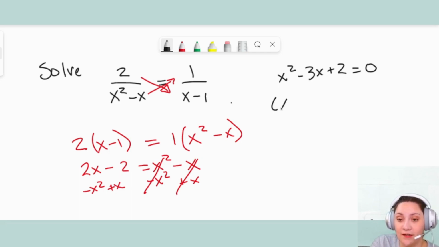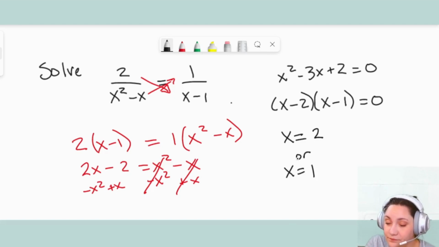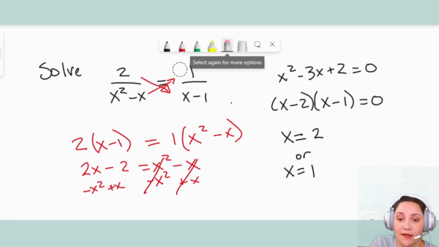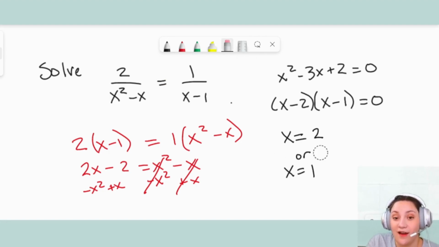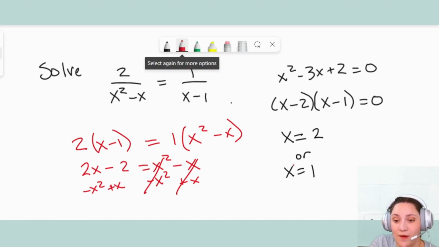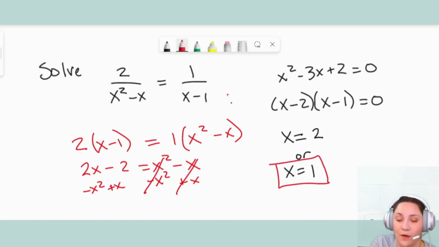And then I factor x minus 2 times x minus 1, and that's equal to 0. So x is equal to either 2 or x is equal to 1. Now, if I go to plug these back into the original equation, I can already see that I'm going to have a problem. Let's look at x minus 1 in particular, or x is equal to 1 in particular.